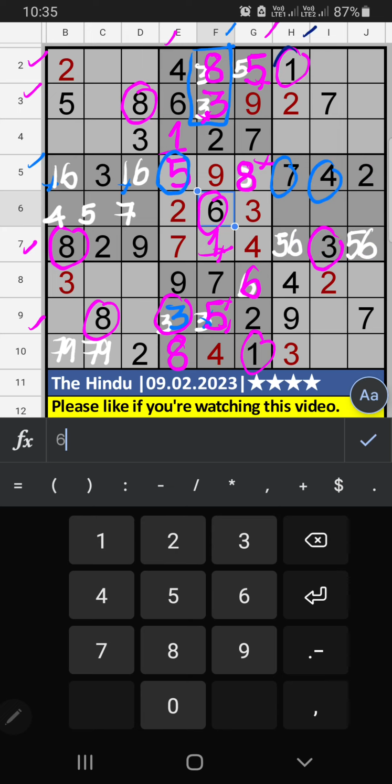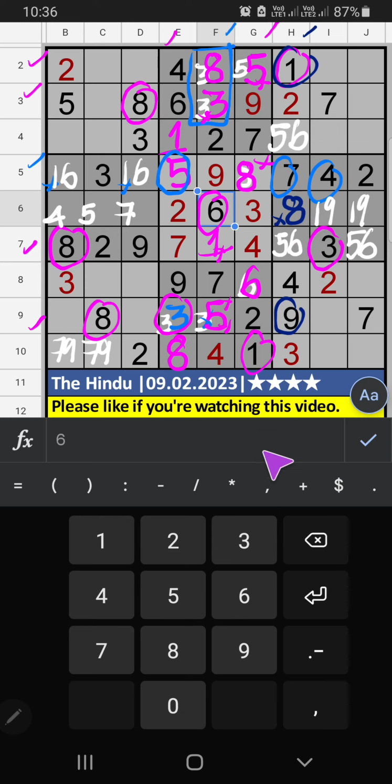Column H, we have 1 and 9. So 1 and 9 can't come in this cell. It will come in one of the two cells. We will confirm later. Then sixth grade, only one number is remaining, 8. 8 is confirmed here. Then the column H, two numbers are remaining, 5 and 6. It will come in one of the cells.